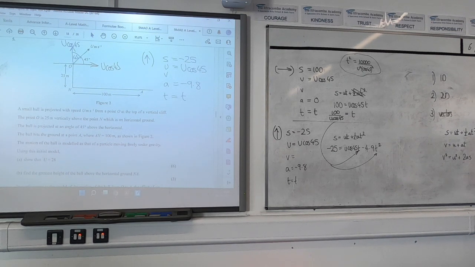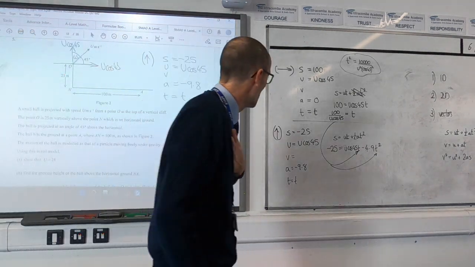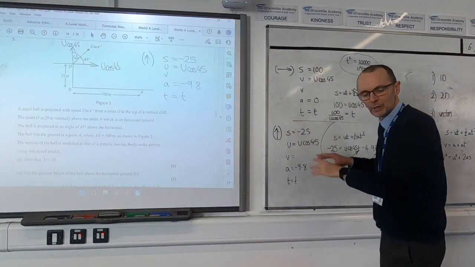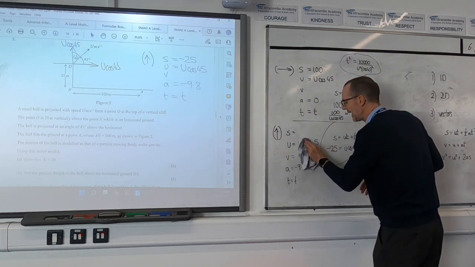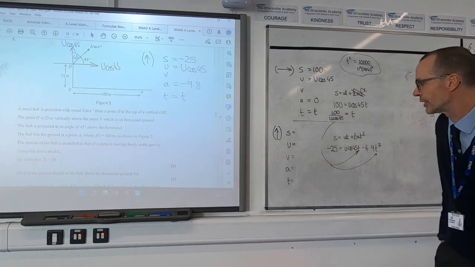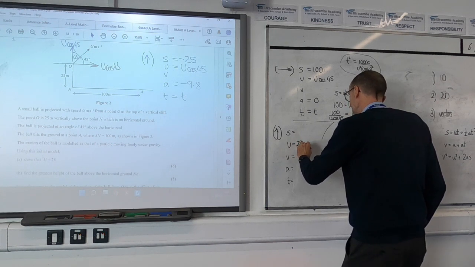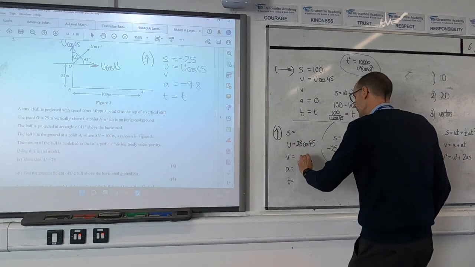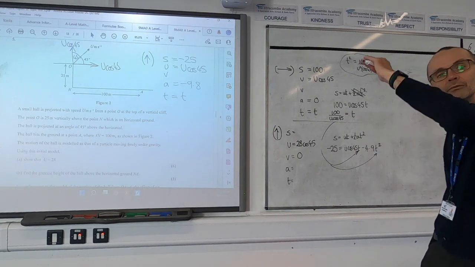Vertical or horizontal? Vertical, that's right. So part B is a vertical question, isn't it? For part B, I'm looking at the vertical side of things, and I now know what U is. U is 28, we just worked it out. So my initial velocity vertically is 28 times cos 45, and I'm asking when is it equal to 0? That's what happens when it reaches its greatest point.